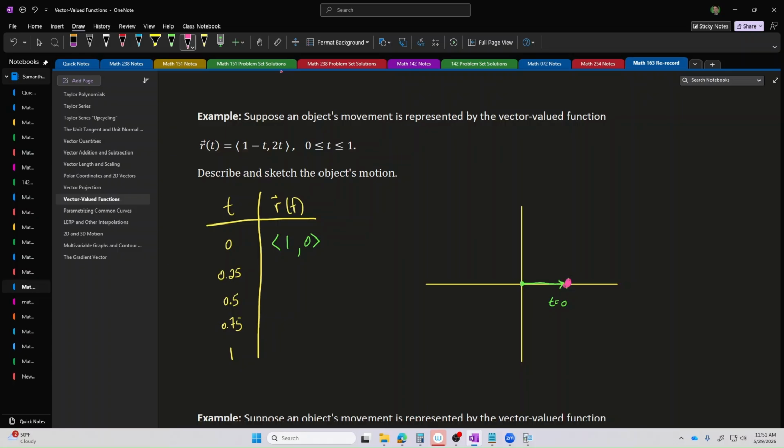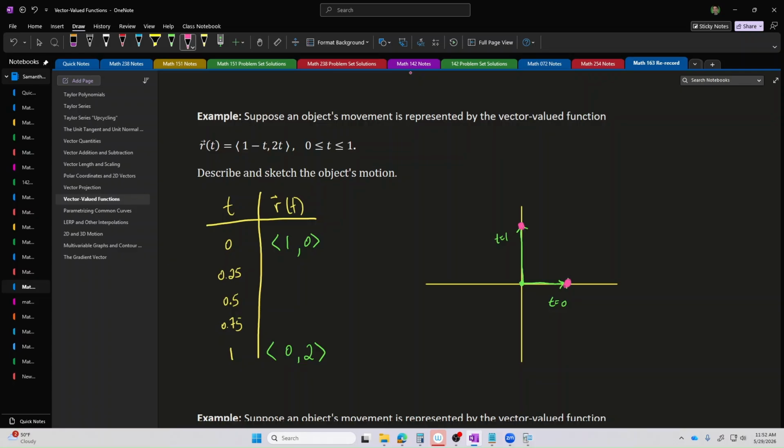Let me also go ahead and plug in t equals 1, the final time in my domain. So when t is equal to 1 and I plug that into my formula, I get 1 minus 1, giving me 0 here, and I get 2 times 1, giving me 2 for a y component. So that vector is pointing 2 units straight up. Your object's position is right here. The vector is pointing to the object's location at that moment.